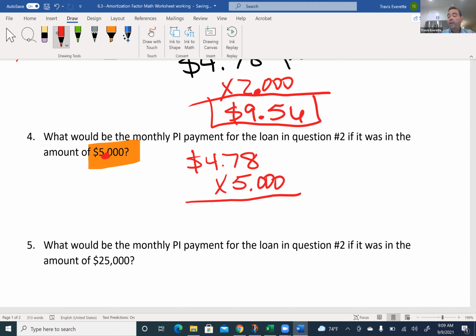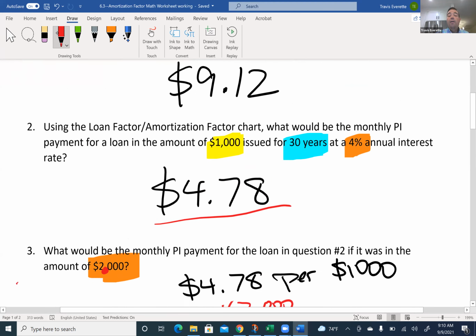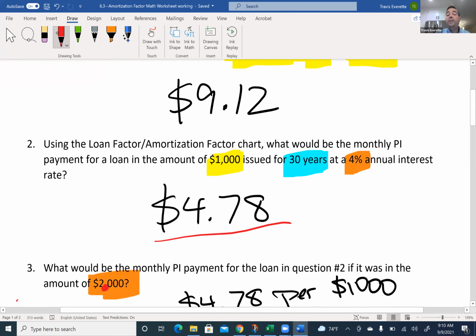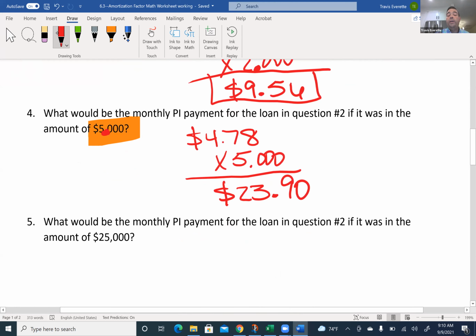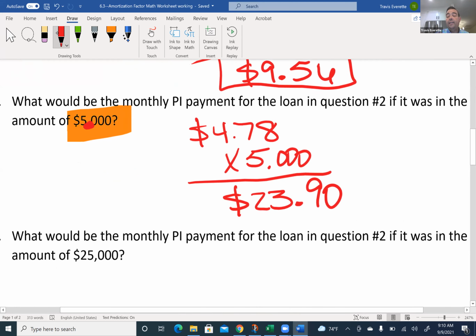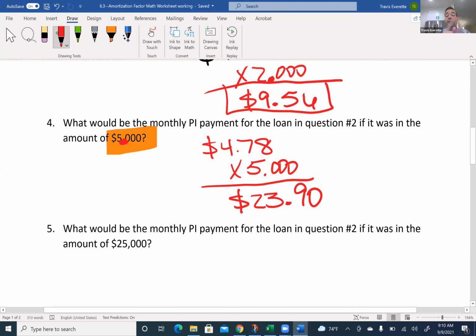Type that into my calculator. And I've got a monthly payment, if we borrowed $5,000 on that loan, of $23.90. So let's just recap where we are. If we borrowed $5,000 for 30 years at 4% annual interest, our payment would be $23.90, a monthly payment of $23.90 to pay back that loan over the course of that 30 years.